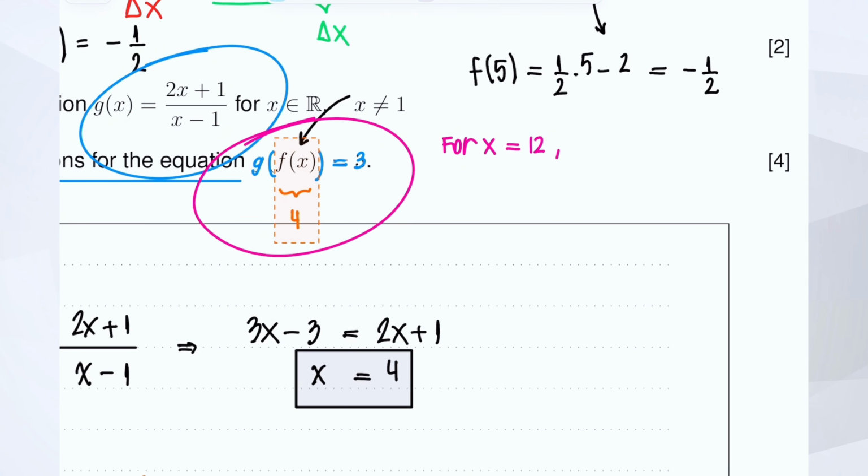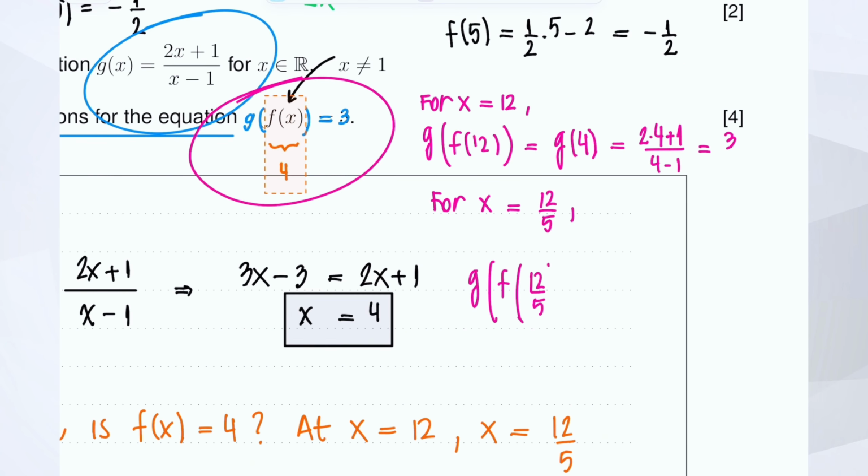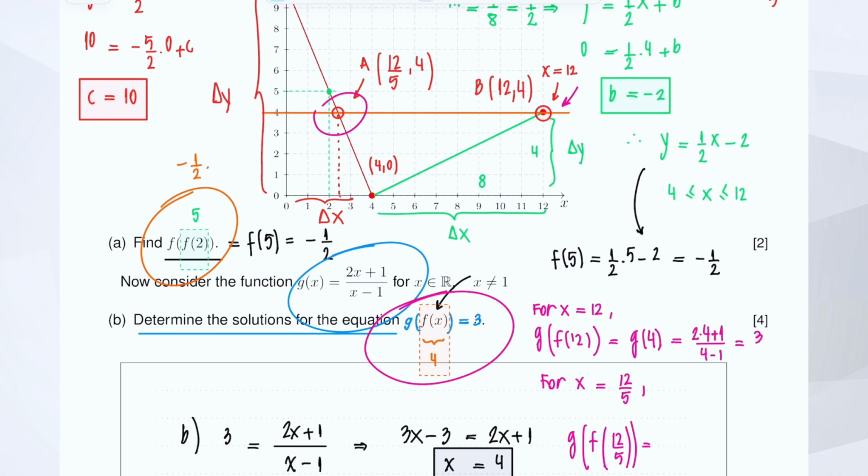So for x equal to 12, we have g of f of 12. We know that f of 12 is 4, so we have g of 4. And g of 4 is (2 times 4 plus 1) over (4 minus 1), which is equal to 3. So it works. Now, using the second case, we have g of f of 12 over 5, which is g of 4, given that this is the point 12 over 5 comma 4. And we know that g of 4 is equal to 3 because we just found that. So that's pretty much it.